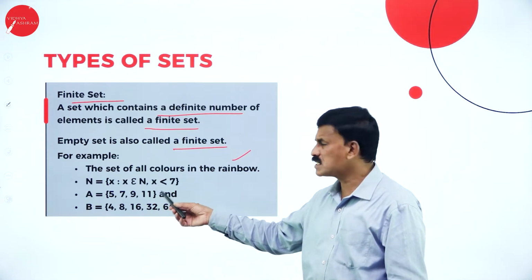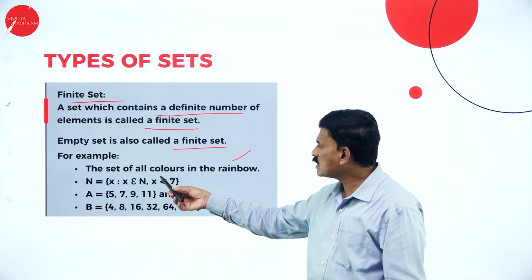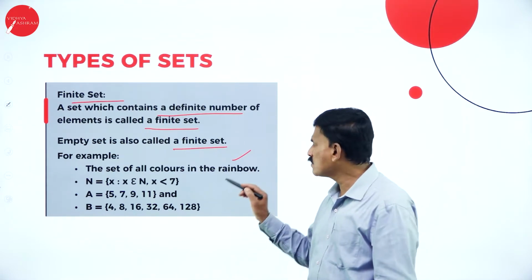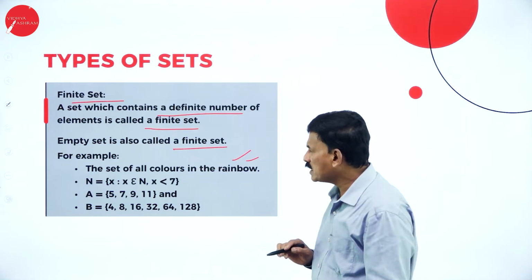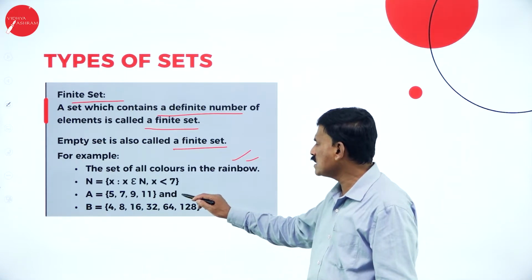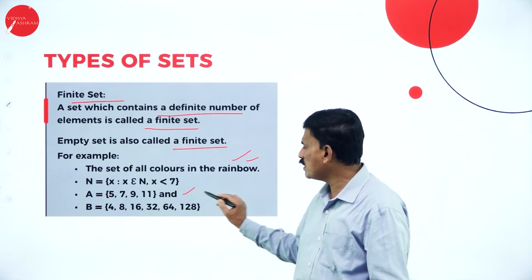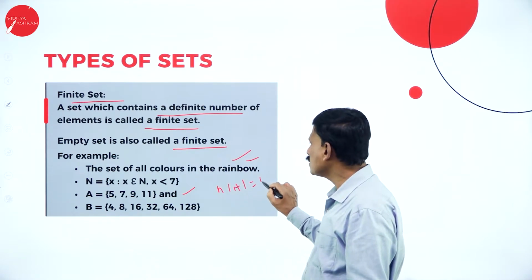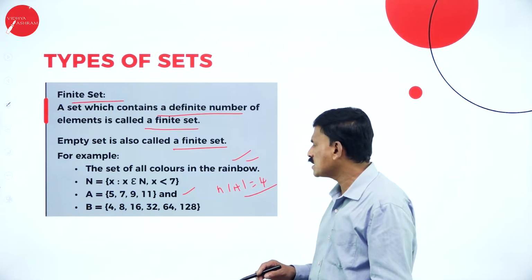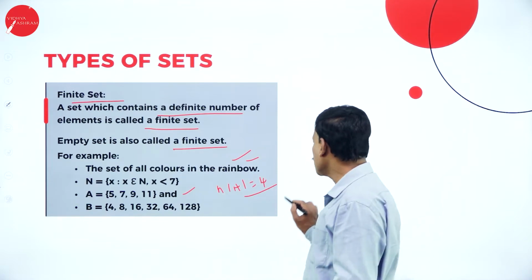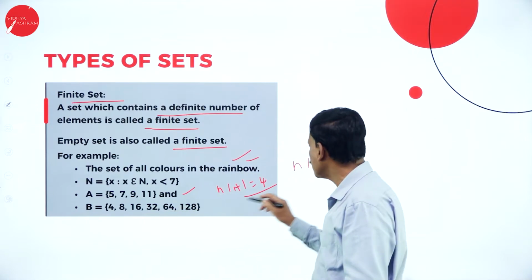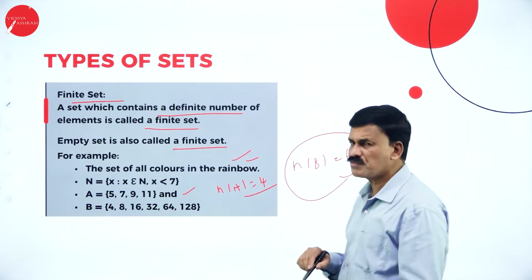X belongs to N and x is less than 7. Therefore, A is nothing but the set of all 7 colors, VIBGYOR. The 7 colors VIBGYOR are an example for a finite set. Or let us consider one more set, A equals 5, 7, 9, 11. This is also a finite set since the number of elements in the set A is 4: 1, 2, 3, 4 elements. Another set B equals 4, 8, 16, 32, 64, 128. This is also an example for a finite set. The number of elements in the set is 1, 2, 3, 4, 5 and 6. So these are examples for a finite set.